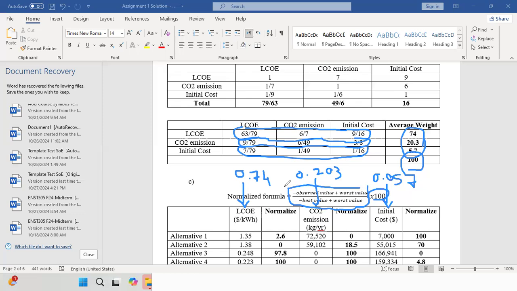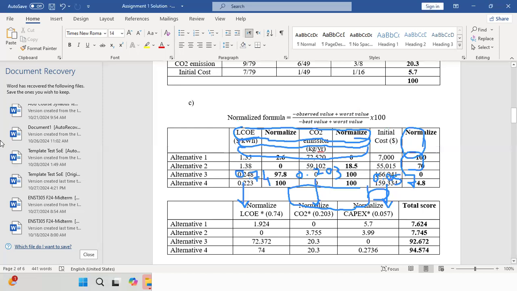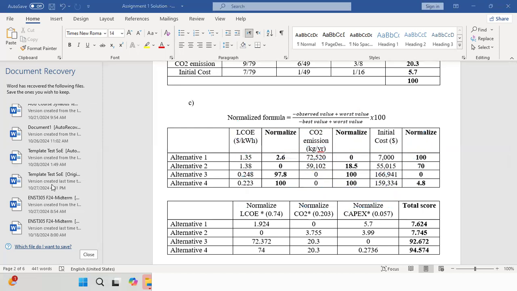The normalized formula is simply minus observed value plus worst value over minus best value plus worst value. If I apply this formula, I can obtain scores from 0 to 1. And here I multiplied by 100 to convert my scores for a scale between 0 and 100.